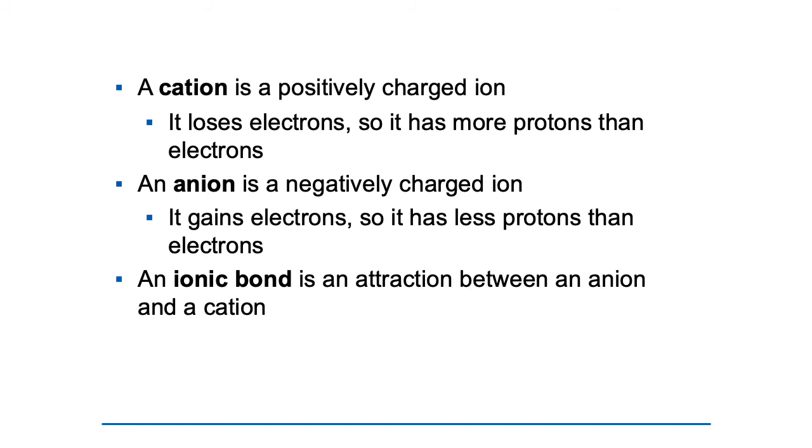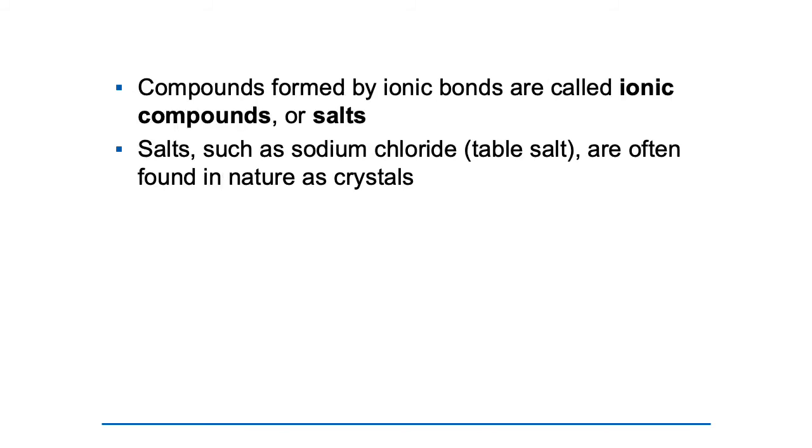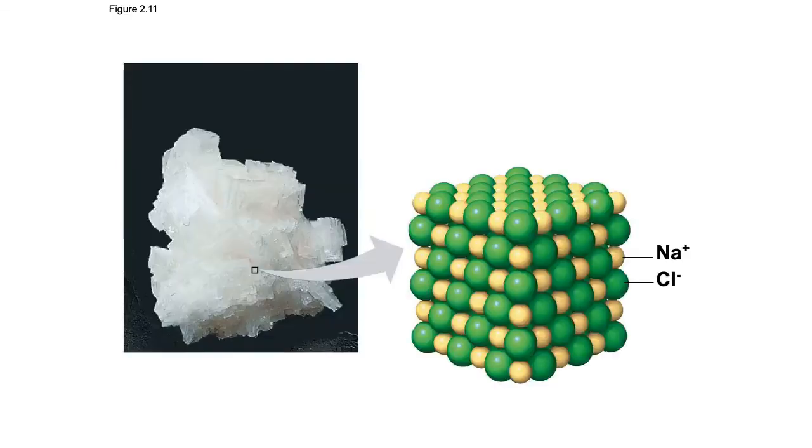So cation, anion, and then the ionic bond is the attraction between the cation, the positive ion, and the anion, the negative ion. And then a compound that's formed by an ionic bond is called an ionic compound, like table salt, and then there's other kinds of salt. Salts usually form crystals, so like this. They form these nice orderly structures of ions that are stacked into these crystal forms, which is cool.